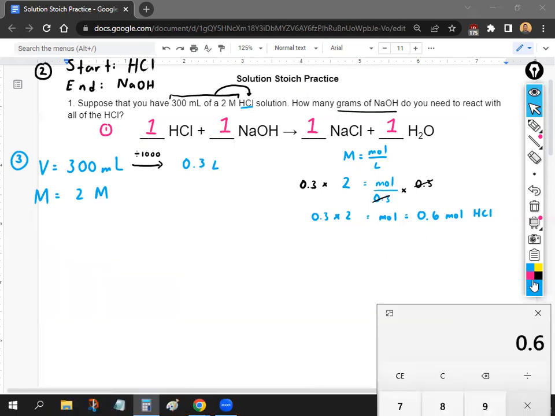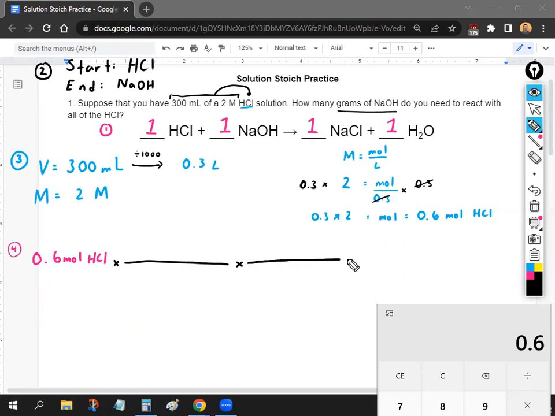Okay, so that's step 3, and now all we've got to do is step 4, and then we'll be all done with this problem. Okay, guys, so we're going to take the moles of HCl and just copy it down. We're going to copy down 0.6 moles of HCl. And if you remember for solution stoichiometry, last time we learned this, it's going to be 2 fractions. So we're going to set up 2 fractions, and that's going to give us our final answer. Okay, and then we'll be all done.